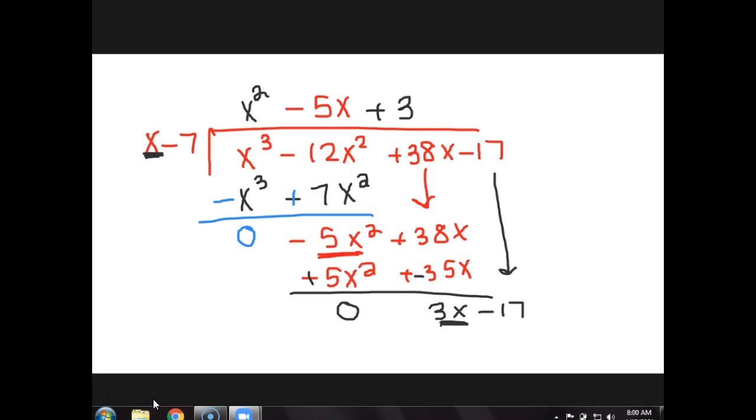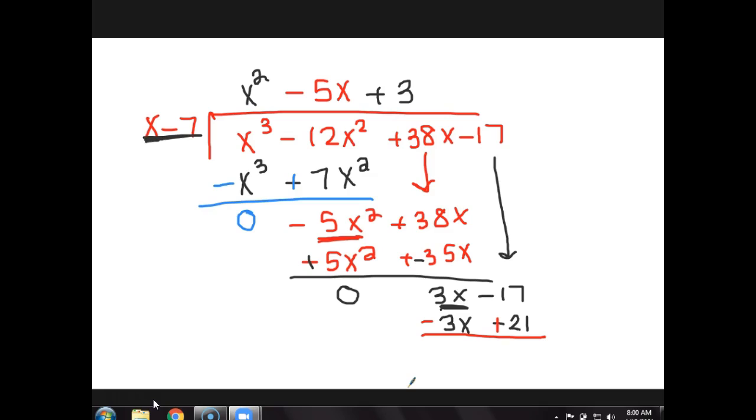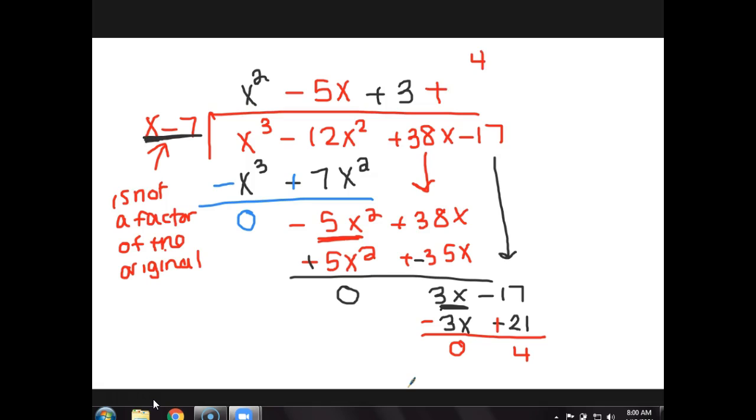So you take the positive 3, you distribute it to both of these terms. And then once again, you change the sign. So 3x minus 3x is 0. But this time, negative 17 and positive 21 is a 4. That 4 is my remainder. That tells me that x minus 7 is not a factor of the original. So at the end, I write plus 4 over x minus 7.